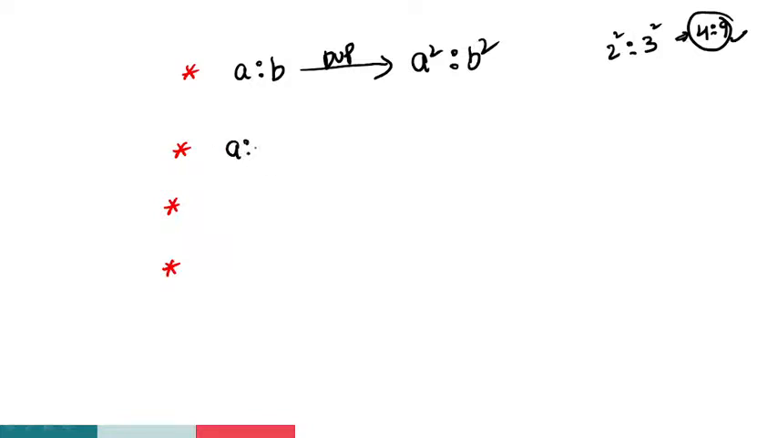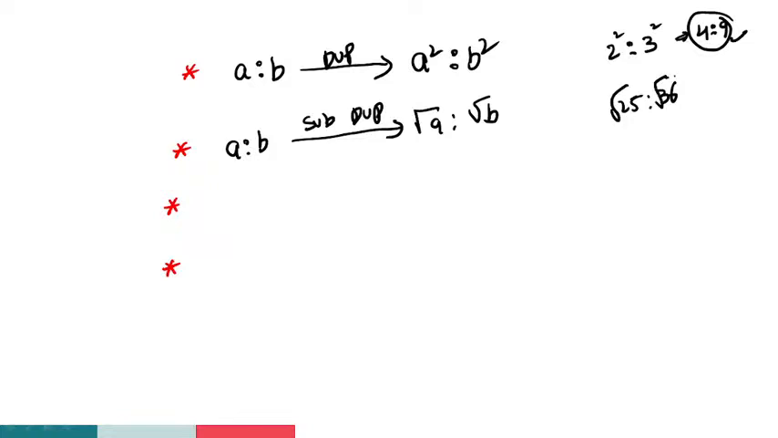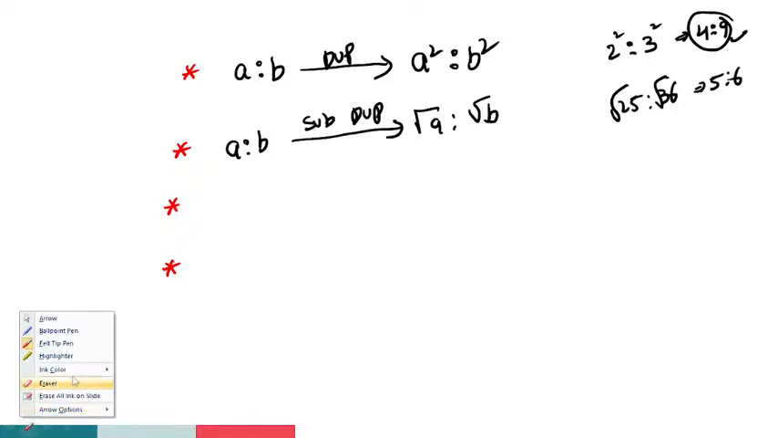Coming to the next point, A is to B sub duplicate ratio. The sub duplicate ratio is root of A is to root of B. For example, 25 is to 36. Find out the sub duplicate ratio. Root of 25, root of 36, so 5 is to 6, and the answer is 5 is to 6. So just remember, the sub duplicate ratio is root of A is to root of B.